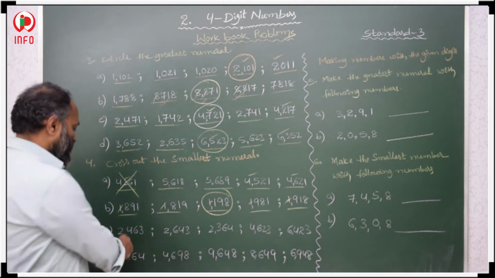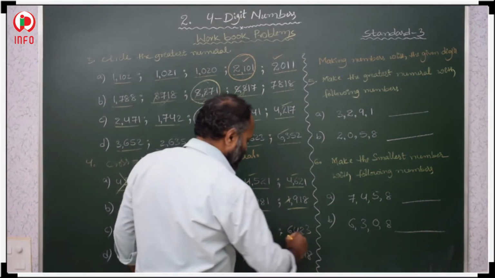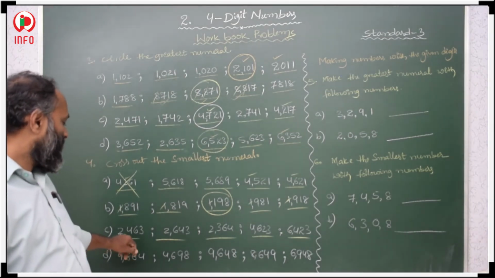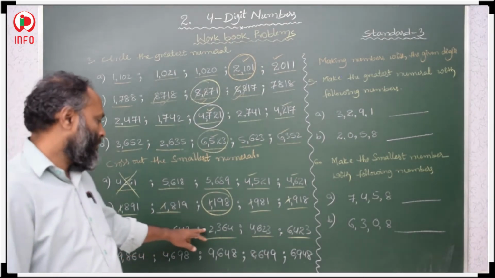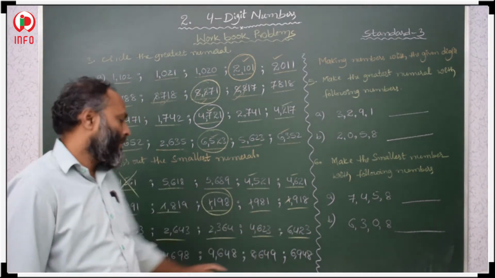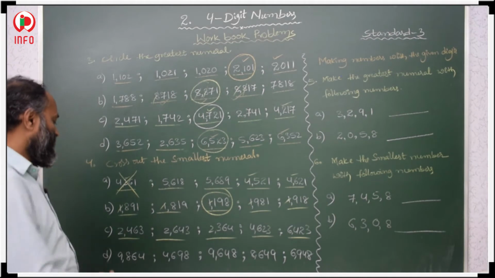Next, 1, 2, 3, 4, 5. In these 5 numerals, check what is there in the thousands place. 2, 2, 2, 4, 6. 4 and 6 are bigger numbers, don't go for those. In these 3 you have to decide which one is smaller.